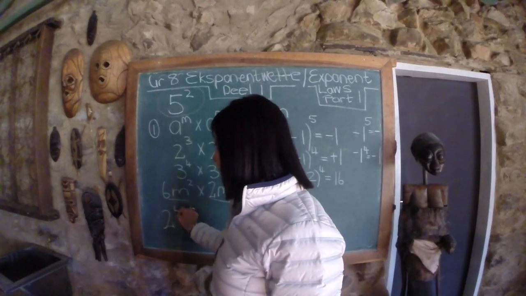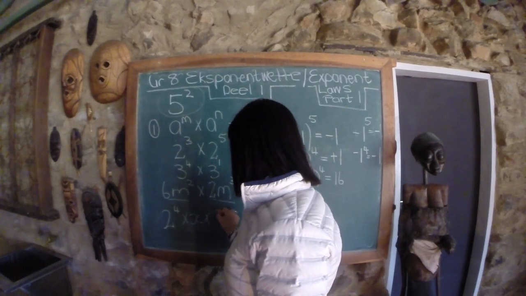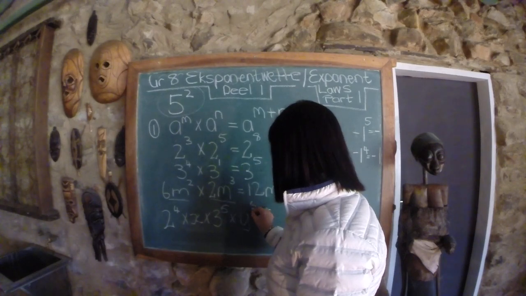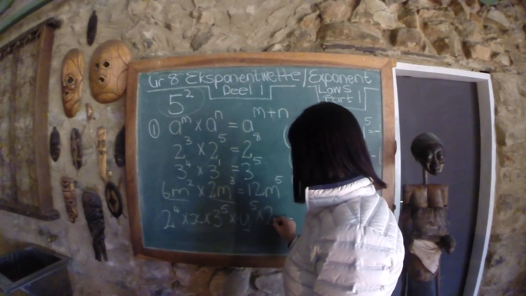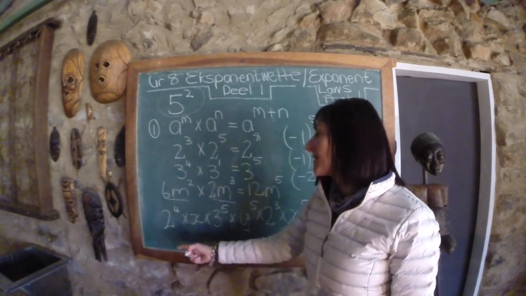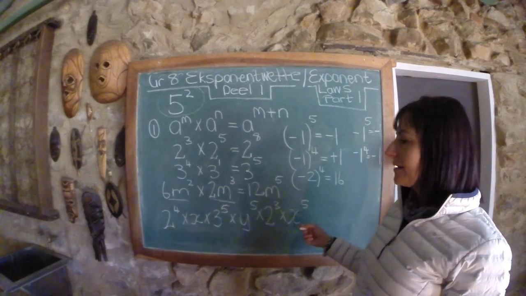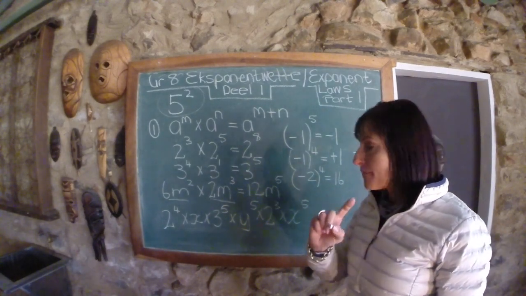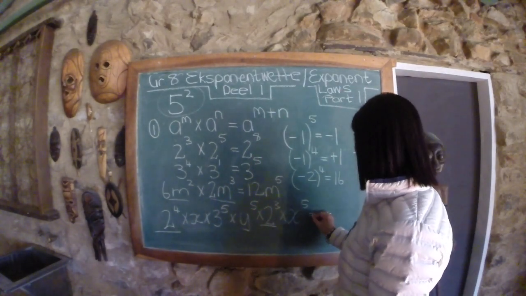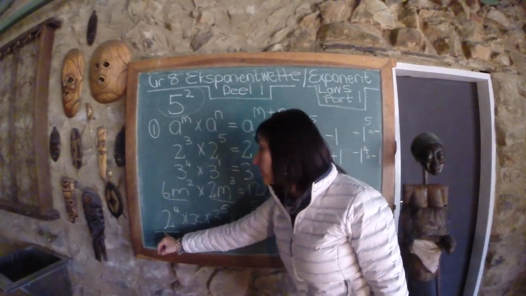Ek het 2 tot die mag 4 maal x maal 3 tot die mag 5 maal y tot die mag 5 maal 2 tot die mag 3 maal x tot die mag 5. If I scan through this very long power sum, I can draw a line under all the powers that's got the same bases. There's a base 2 and there's a base 2. So let's do exponent law number 1 on these two, because that's the only two that can go together.